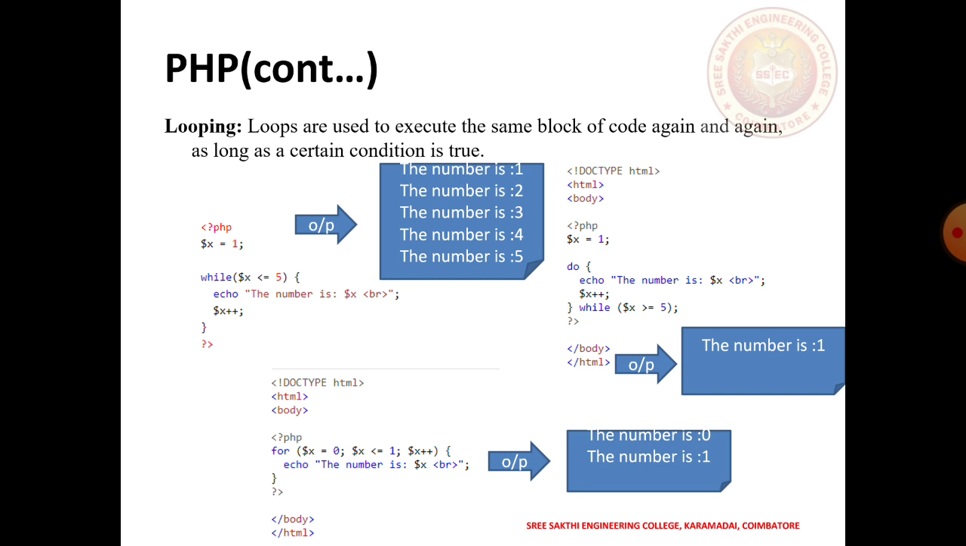For the for loop, the x value is initialized with 0 and it checks the condition until x is less than or equal to 1. So this loop will execute 3 times. The third time it does not satisfy the condition, so it terminates the program.